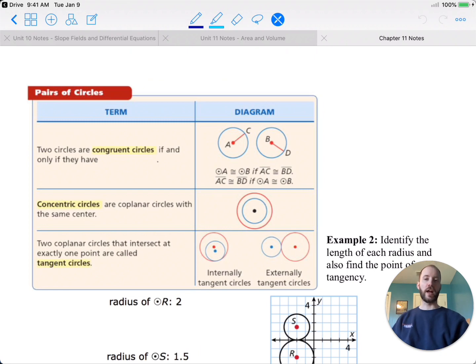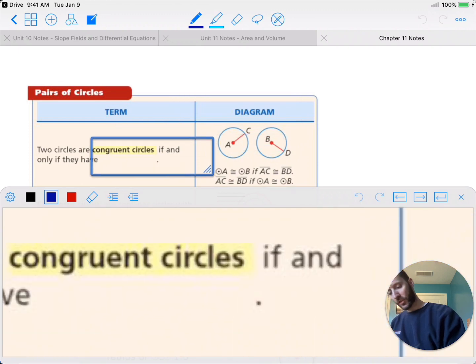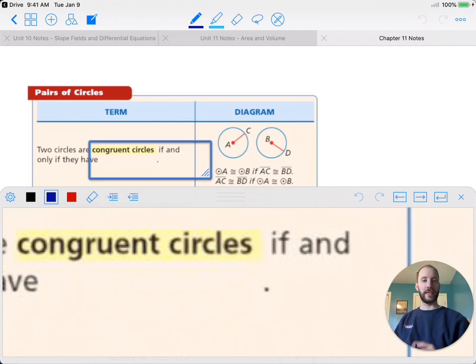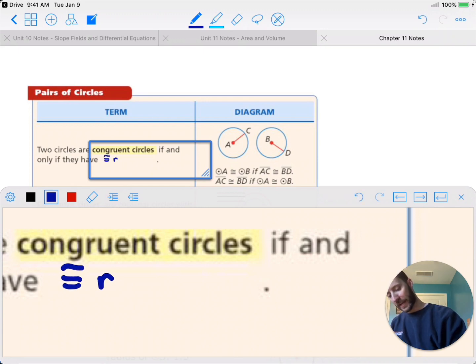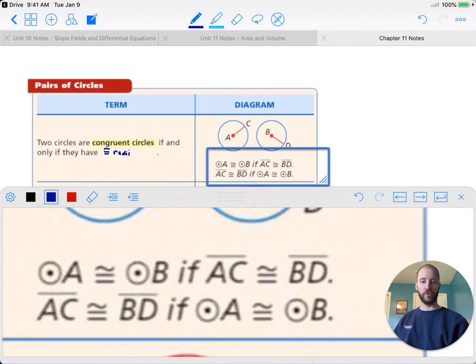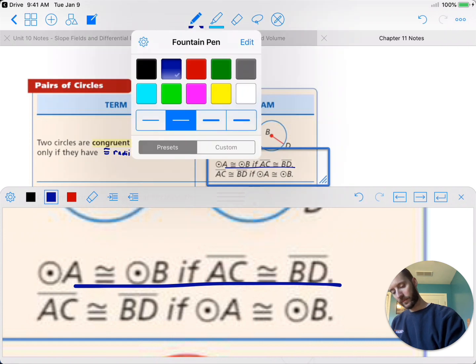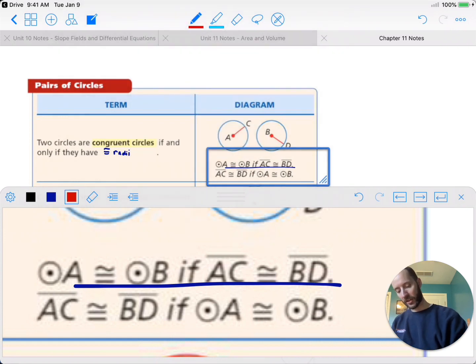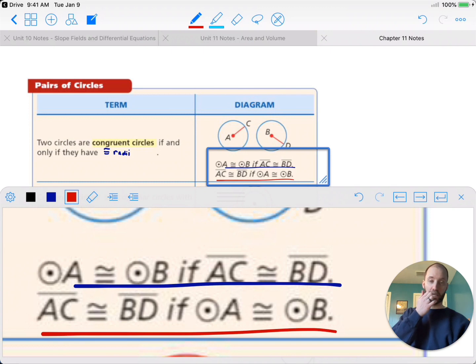Pairs of circles. So now looking at two circles existing together. Two circles are congruent if and only if, so a biconditional. This goes both ways. If and only if they have congruent radii. So if circles are congruent, then the radii are congruent. If the radii are congruent, then the circles are congruent. So it goes both ways, okay?